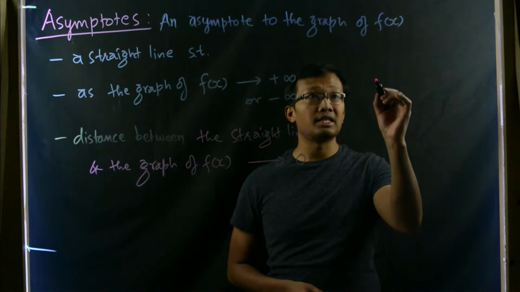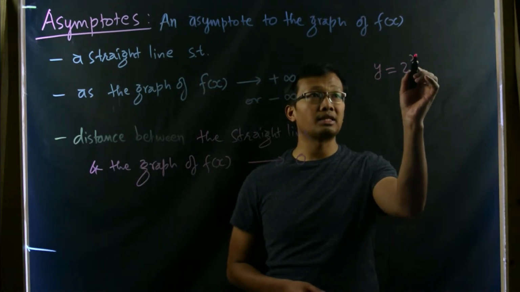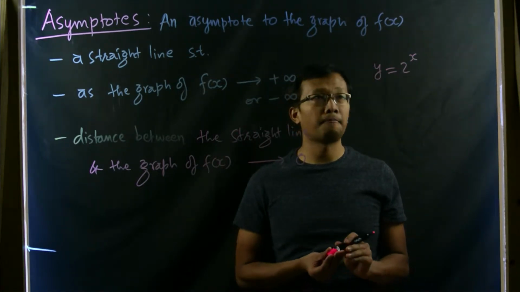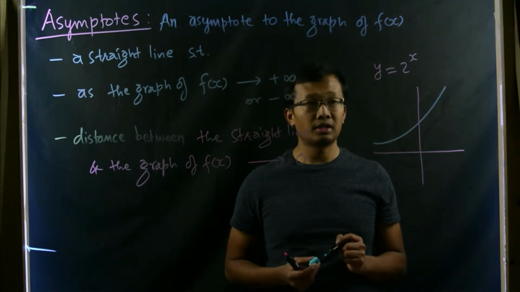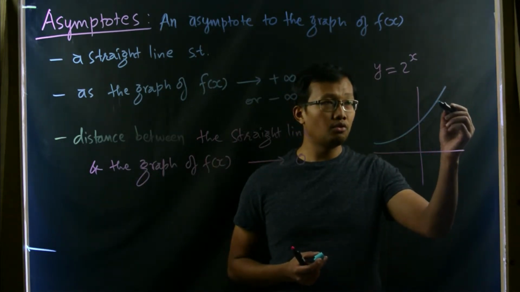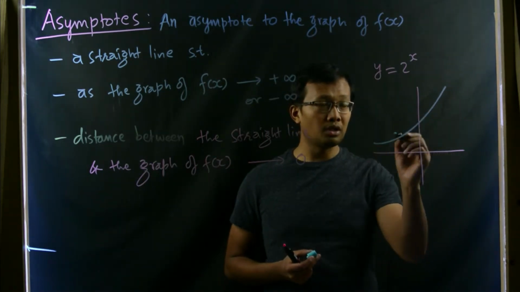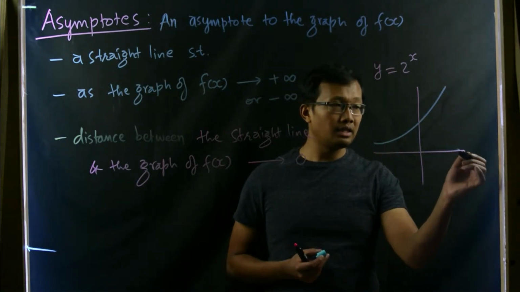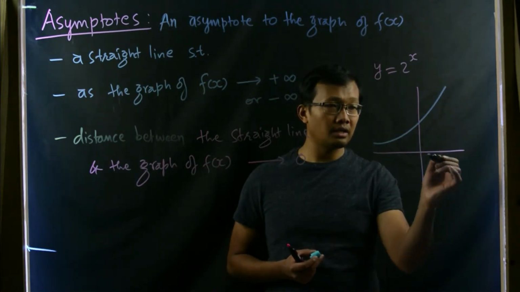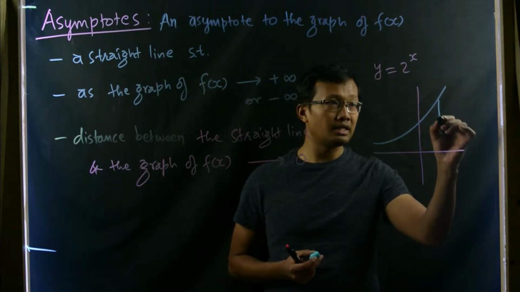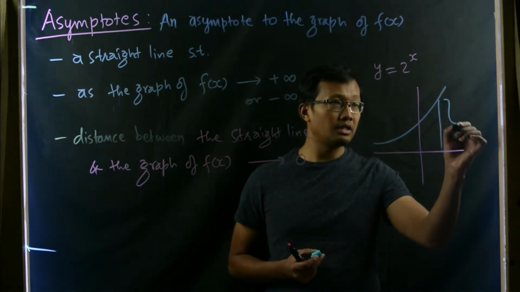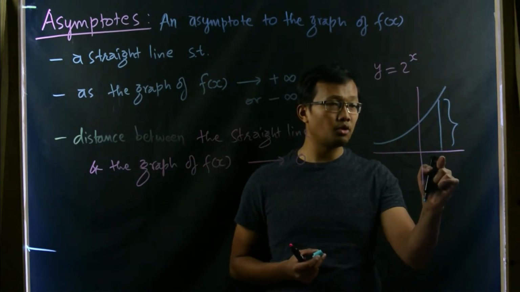Let us consider an example, y equals 2 to the power x. This is an exponential function, and this is the graph of that function. Whenever we go towards negative infinity for this blue curve, the distance between the blue curve and the x-axis becomes lesser. This is the distance when we were on the positive side.